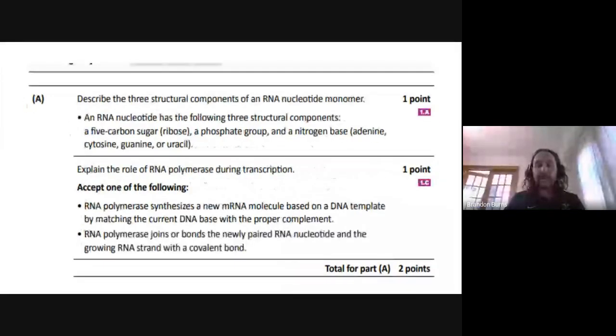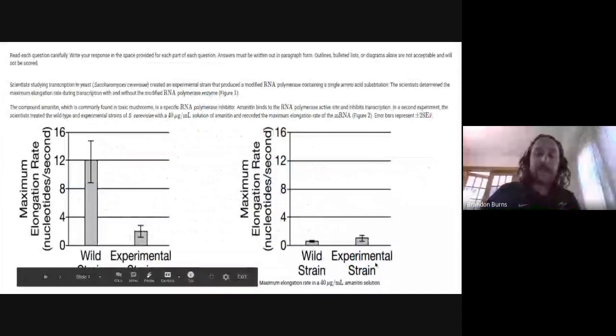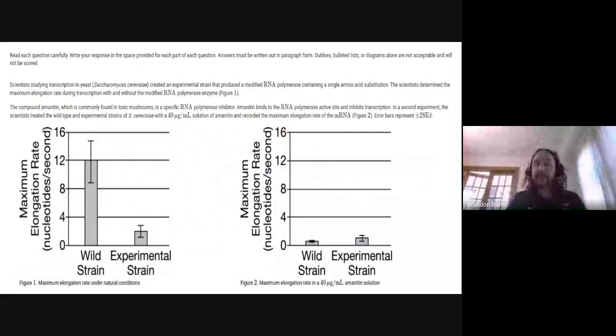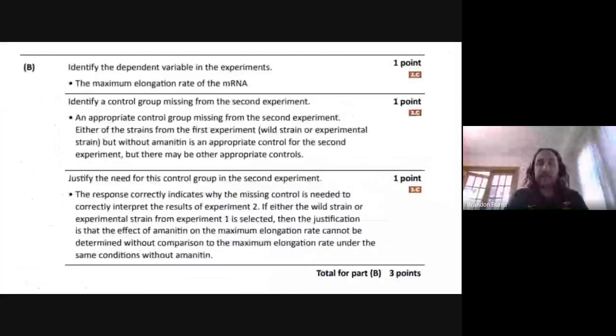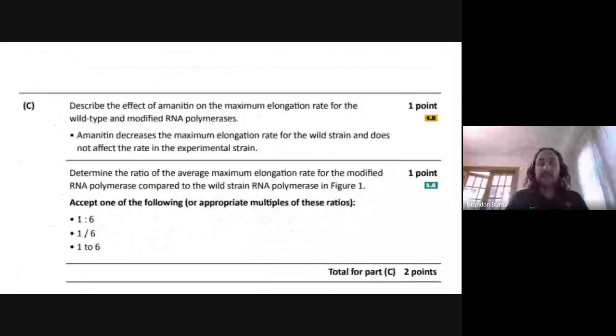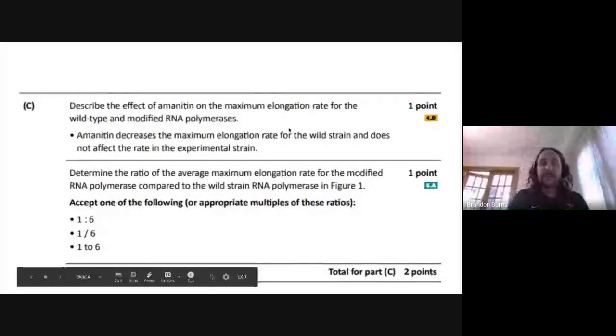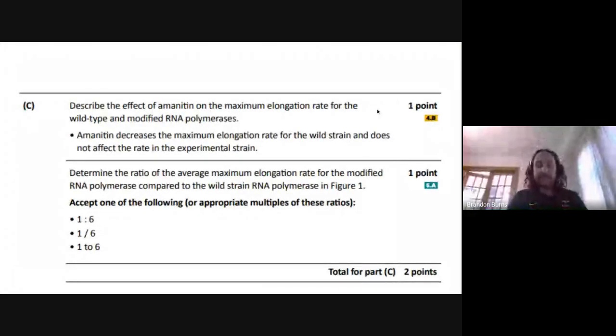The reason some people get caught on the experimental strain is because they're like, it does look like it kind of goes down a little bit. However, if you look at it, the error bars overlap. So we cannot say there's been an actual decrease. We cannot be confident in that. So if they're just trying to say what happened to the average, because in question C we're asked to describe the effect of amanitin on the maximum elongation rate, there is no change.